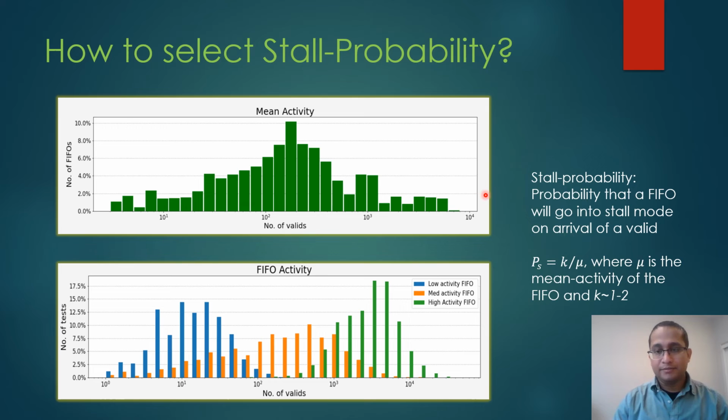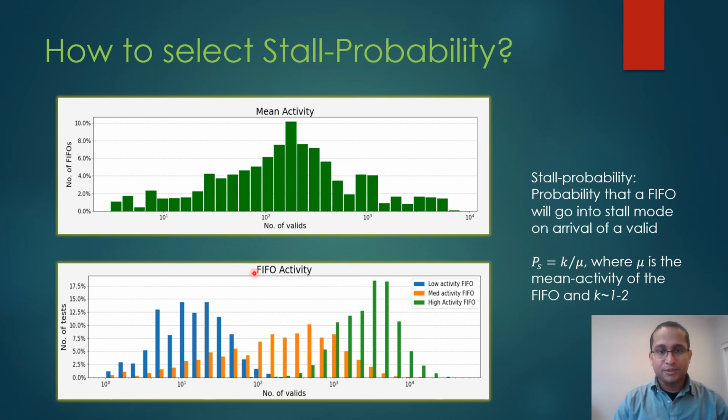Usually, the general approach is to use a single small value of stall probability across all the FIFOs. The problem with that is that there's a lot of variability of FIFO activities across the number of FIFOs. Most of the FIFOs have around 200, 300 valid in a test, but there are some FIFOs which have very low activity and some which have very high activity. Using the same stall probability basically makes the low activity FIFO very hard to stall, and a very high activity FIFO gets stalled too frequently, causing a lot of test timeouts.